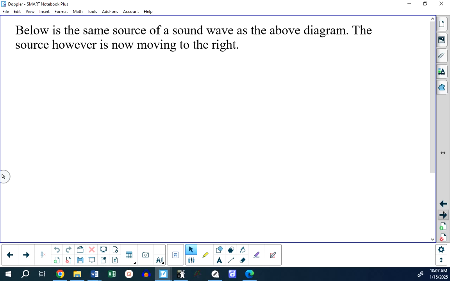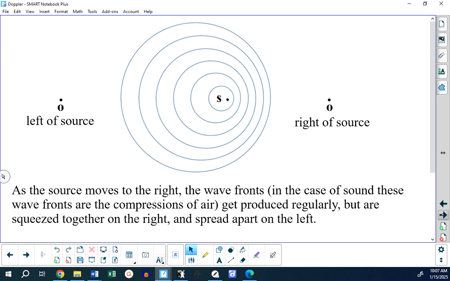Below is the same source of sound waves as in the above diagram, but the source is now moving to the right. So I have three things going on here. I have a source creating a sound wave, and it's moving, but I have an observer behind the source, and I have an observer in front of the source. Can somebody explain to me why, and you can default back to water waves if you like, why are the ripples or the compressions closer together in front of the source?